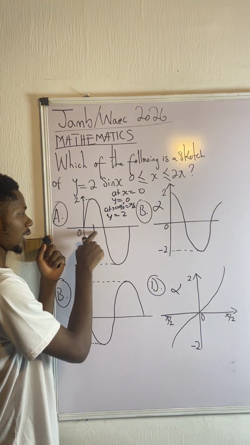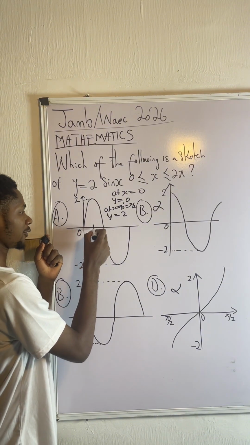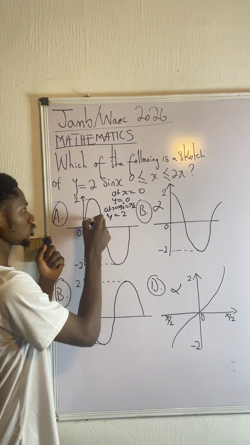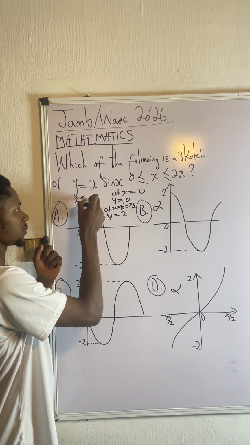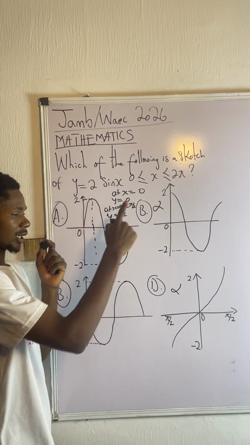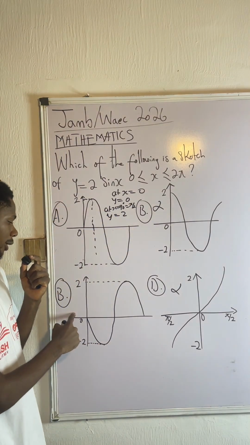Now, when x is 90, what do you get as y? If you trace it to the bottom, it does not touch the curve. If you trace it to the top, it touches the curve, right? Which means it is 2. That means this one satisfies both conditions.